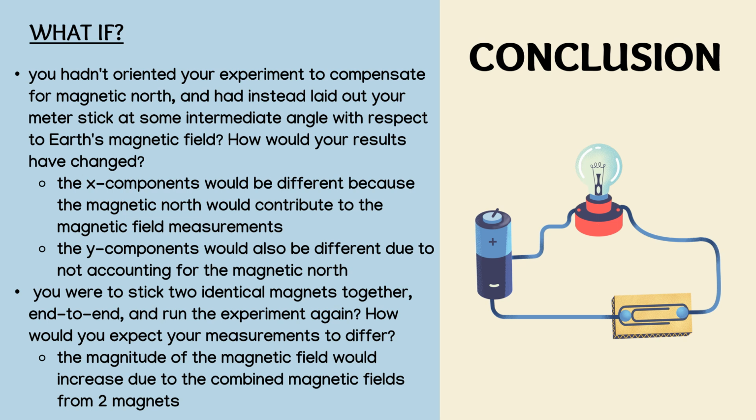And if we were to stick two identical magnets together end to end and run the experiment again, how would you expect your measurements to differ? The magnitude of the magnetic field would increase due to the combined magnetic fields from the two magnets. So basically, the magnetic field would be multiplied by 2.